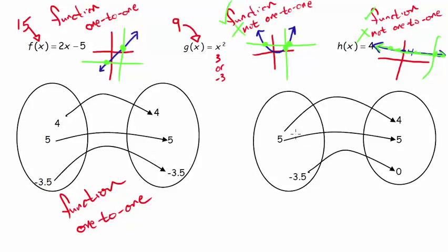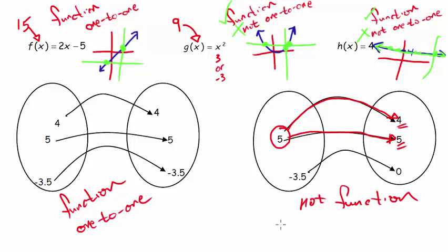All right, now this one's difficult because let's look at 5. Do you see 5 has 2 different outputs associated with it, 4 and 5, so this is not a function. And then if I'm not a function, I cannot be 1 to 1.